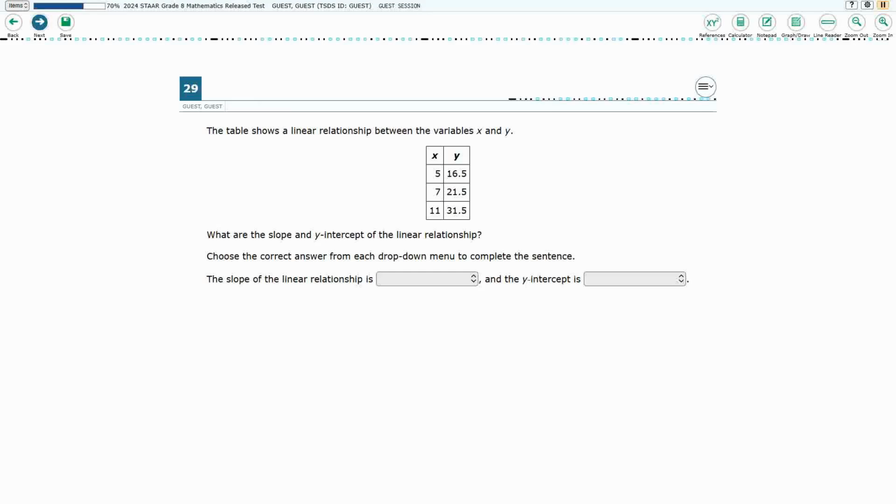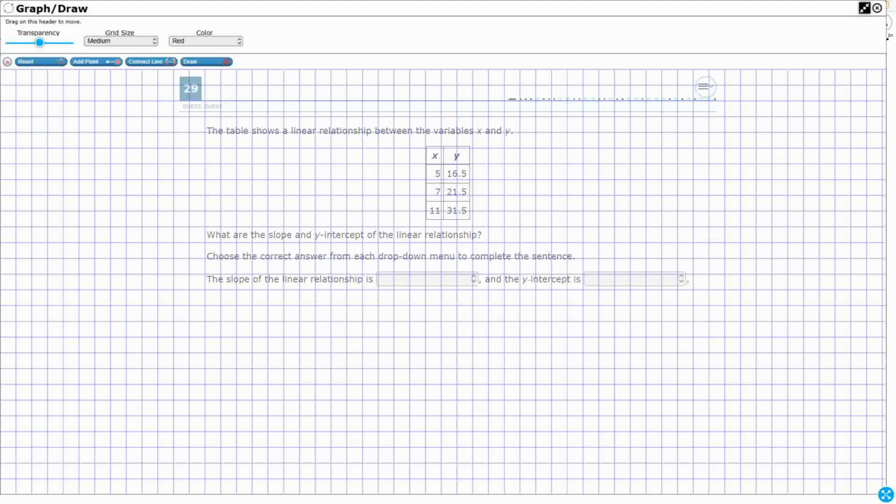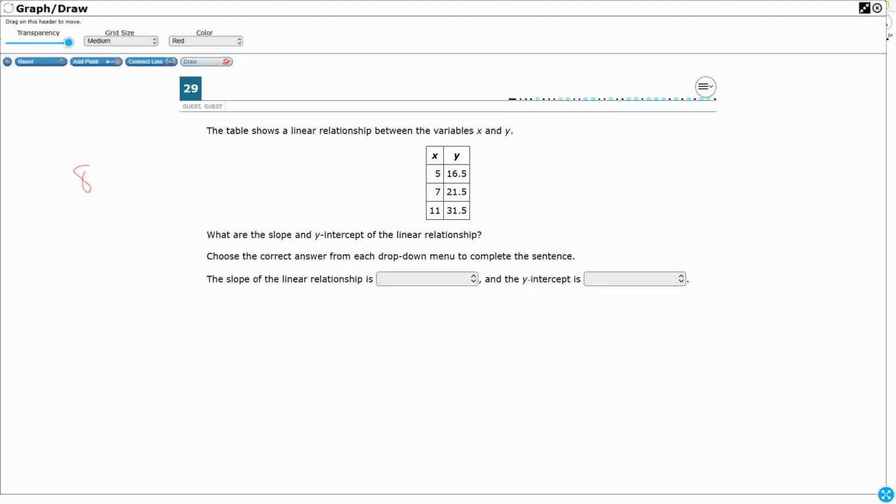For number 29, we are looking at slope and y-intercept. This is 8.4c. You notice we have inline choice, which means it's a 2-point problem. So we have a table of values here, and we just need to find the slope and the y-intercept.